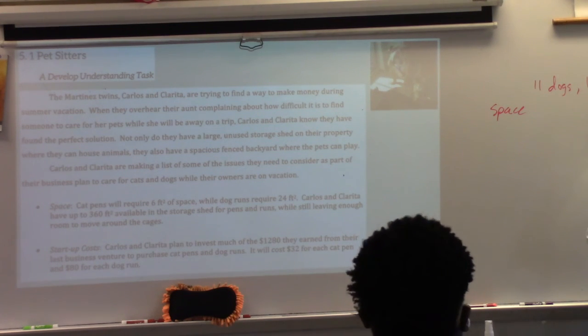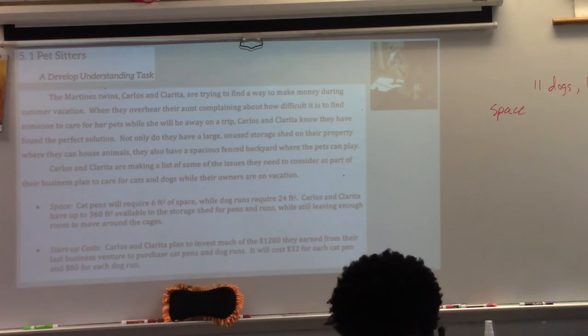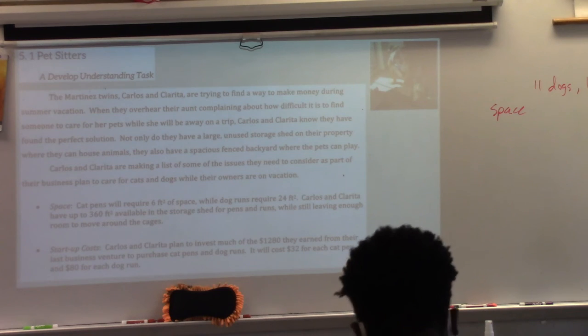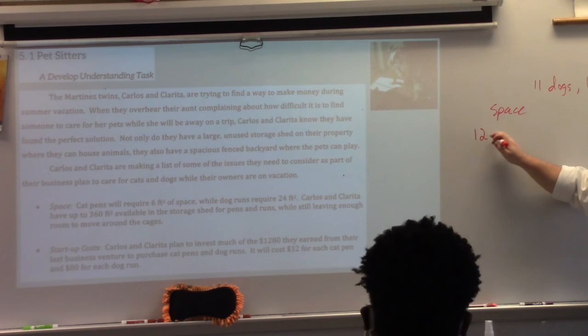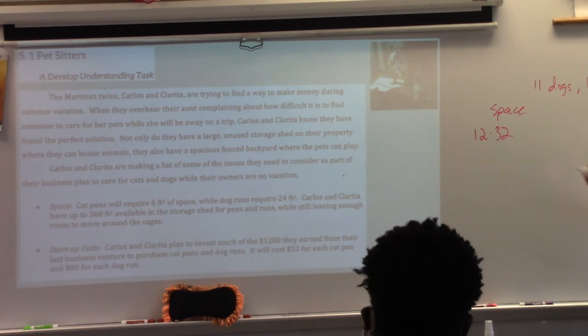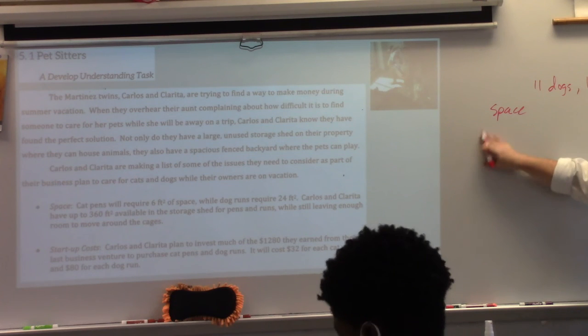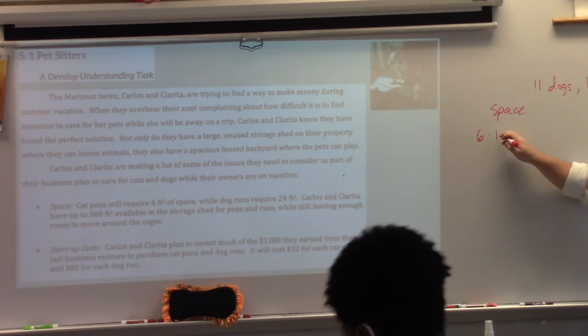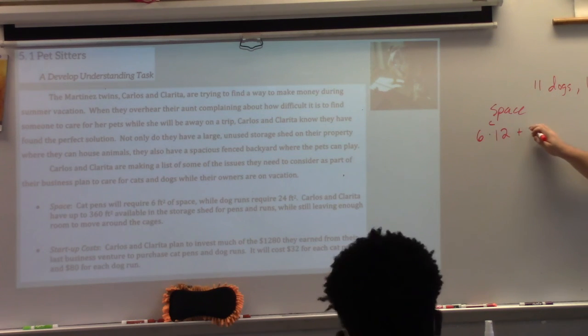Right? And really there's a third thing. How much money you're going to make off of it, right? So space-wise, how did you figure out how much space these 11 dogs and 12 cats were going to take up? 12 times 32, which was the cats. That was for your space? Wait, no, that was for 12 times 6 was space. Okay, so 6 square feet per cat. So 6 times 12. And then 11 times 24 for the dogs.